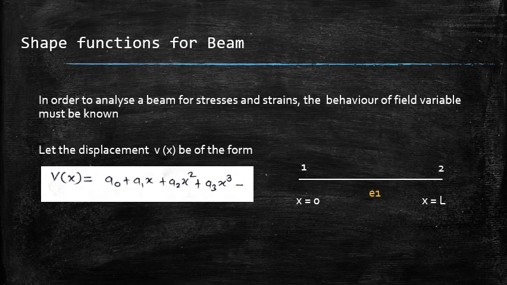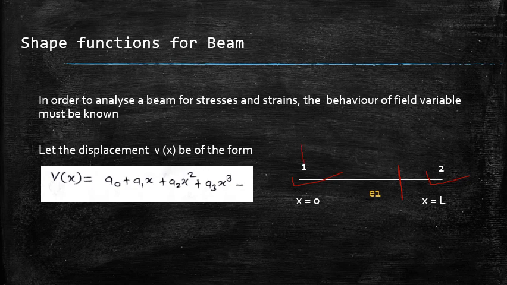We will now choose the displacement model for the beam element. Now what do you mean by choosing a displacement model for beam element? Suppose we know the displacement at node number 1 and displacement at node number 2. Now suppose if we are asked to find out displacement at this position. So what will be the magnitude of displacement at this position?